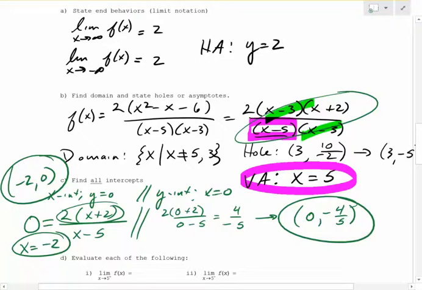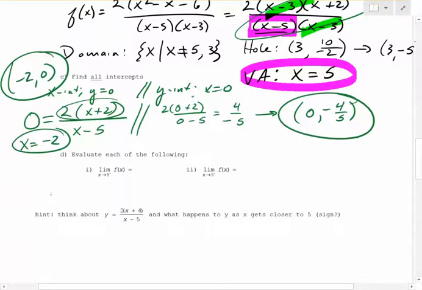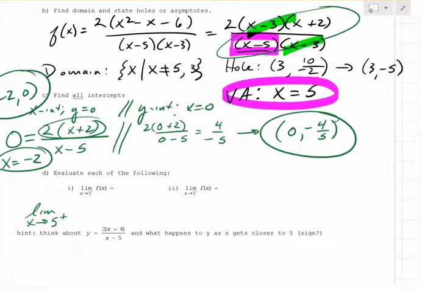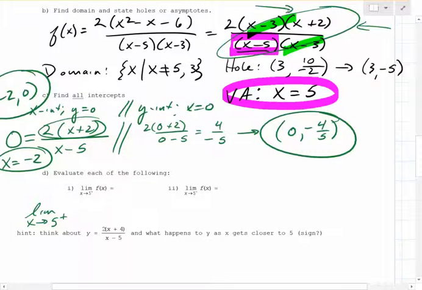So now it gets real fun. You're going to have to evaluate this. Limit as x goes to 5 from what side? The right. What's the simplified function? After you cancel, what are you left with? Mikey, what are you left with after you cancel everything out? You cancel the x minus 3, so what's left? 2 times (x plus 2) over (x minus 5).